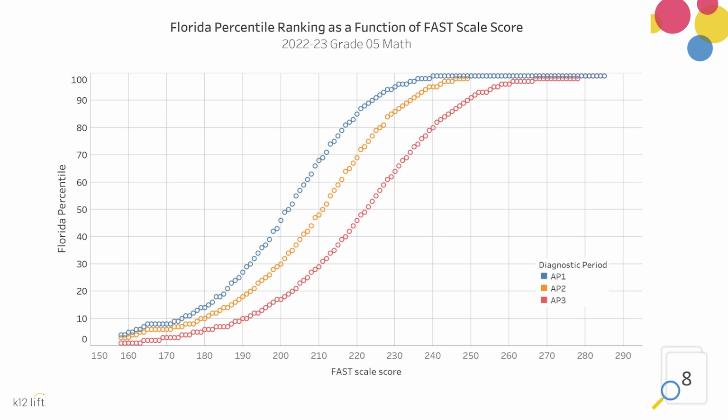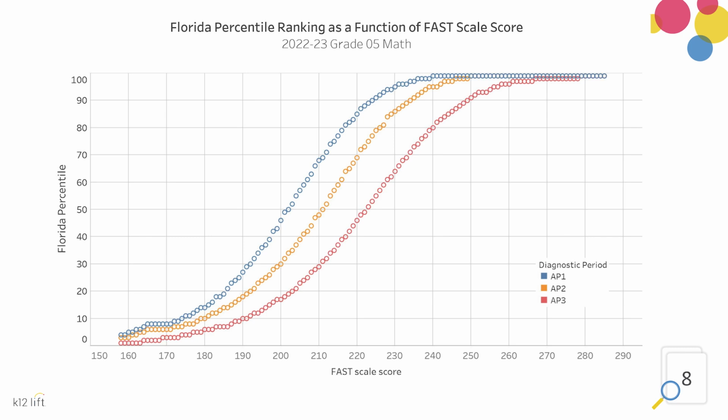And these are the norm curves for 5th grade math, 22, 23. We've got 3 of them. We've got one for AP1, AP2, AP3. I love putting this visual in front of people because it concretizes something that is elusive. And that is that a scale score doesn't mean the same thing at different times of the year. Let me go at it 2 different ways. What scale score does a student need to be in the 50th percentile at AP1? So just over 200.